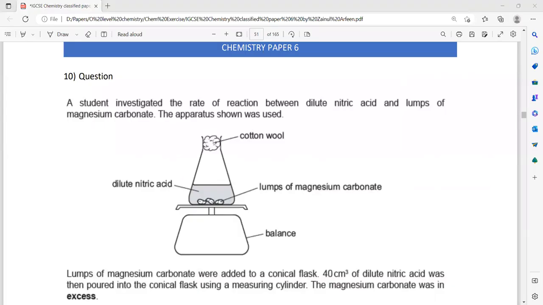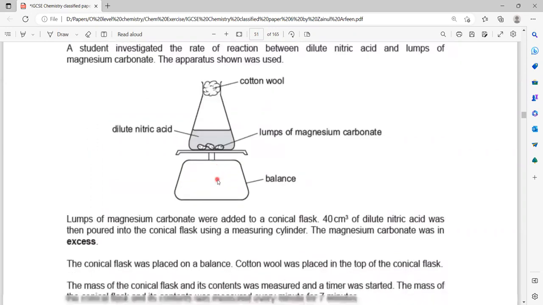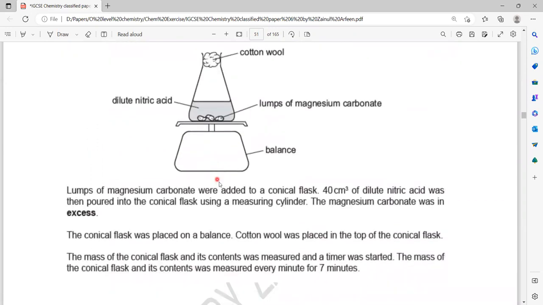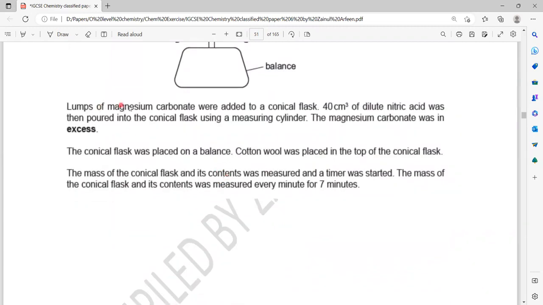So question 10, which is related to the chemical reactions, the rate. The student investigates the rate of reaction between nitric acid and a lump of magnesium carbonate, and the apparatus shown. When magnesium carbonate reacts with nitric acid, it will give salt, water, and carbon dioxide. As the gas escapes, the mass of the content in the flask will decrease. So we can measure the change in mass over time to get the rate or speed of this reaction.